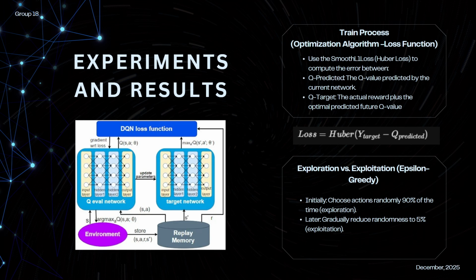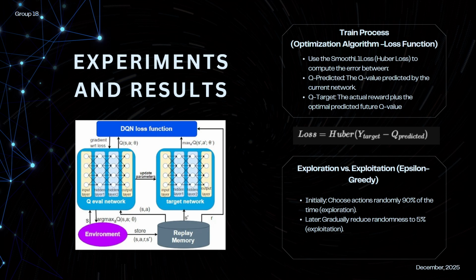Moving on to the training process, there are two key components I want to highlight. First, the loss function. We use smooth L1 loss, also known as Huber loss. We chose this over mean square error because it is less sensitive to outliers. When the error is very high, Huber loss is linear, which prevents exploding gradients.